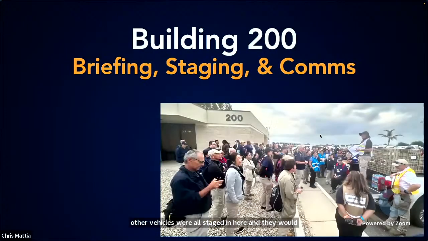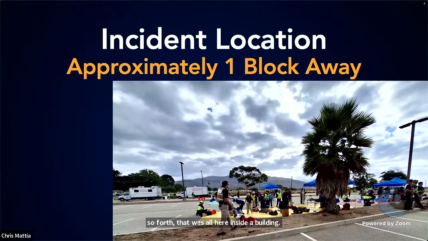Inside of building 200 is also where our comms unit was located. So those pictures of the checking out of the radios and so forth, that was all inside of building 200. This is that 1 block away. This is the incident treatment area. You can see they would bring out a bunch of different tarps. They were colored so they could deal with the different triage levels.